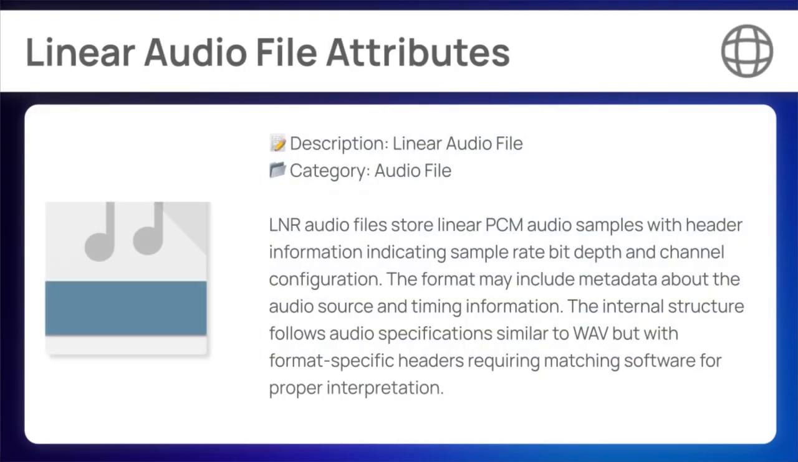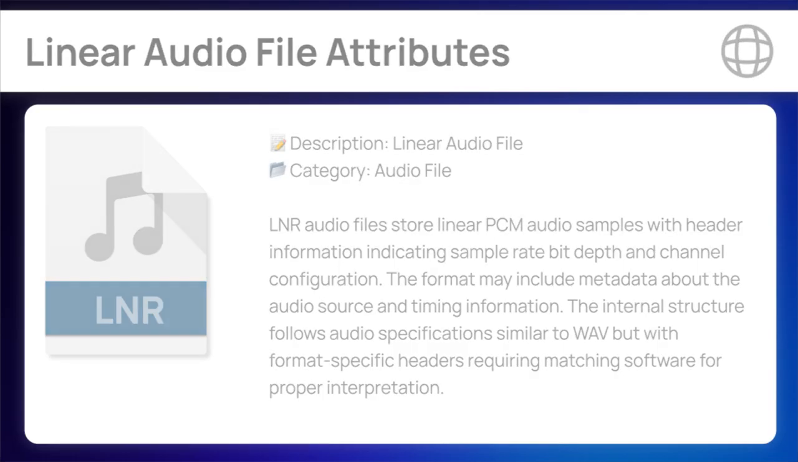LNR audio files store linear PCM audio samples with header information indicating sample rate, bit depth, and channel configuration. The format may include metadata about the audio source and timing information. The internal structure follows audio specifications similar to WAV, but with format-specific headers requiring matching software for proper interpretation.